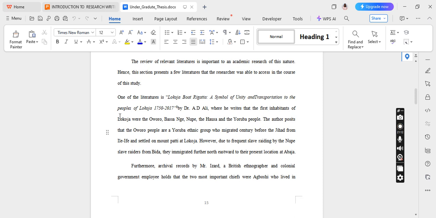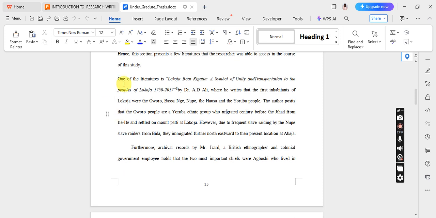Let's see this example I noted here so that you know how to go about it. One of the literature is Lokoja Boat Regatta, a Symbol of Unity and Transportation to the People of Lokoja, 1715 to 2017 by Dr. Adi Ali, where he writes that the first inhabitants of Lokoja were the Oworo, Bassa Nge, Nupe, Hausa, and the Yoruba people. The author posits that the Oworo people are a Yoruba ethnic group who migrated centuries before the jihad from Ile-Ife and settled on Mount Patti in Lokoja.